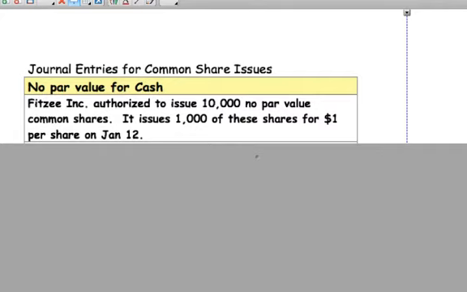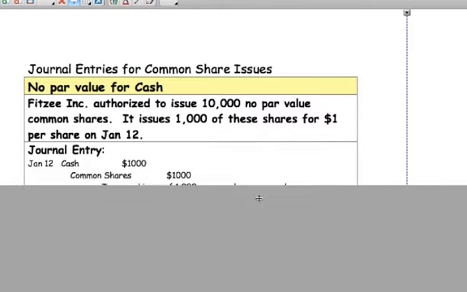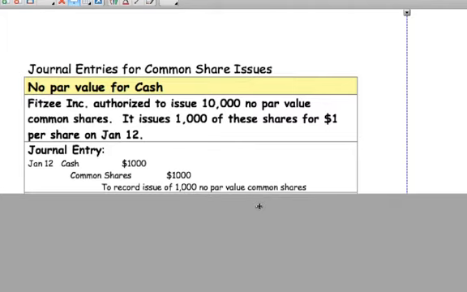So the first example here is for a no par value share sold for cash. Fitzy Incorporated is authorized to issue 10,000 no par value common shares. Okay, so that means my corporation was allowed to sell 10,000 no par value common shares. And they issued 1,000 of these shares for $1 per share on January 12th. So bank, on January 12th, cash is going to go up. And common shares is going to go up $1,000. We sold 1,000 shares for $1. And because these were no par value common shares, we didn't have to have any concern with contributed capital in excess or anything like that.